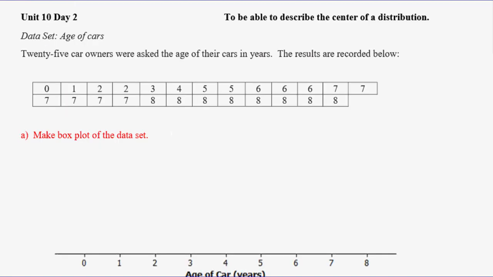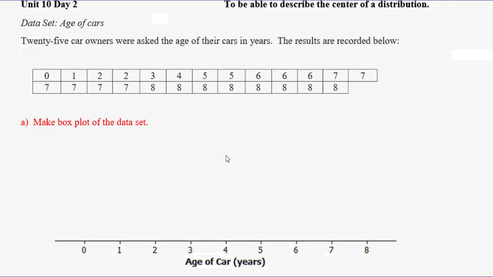All right, let's transition into, again, creating some representations for the data and seeing what conclusions we can draw. So here we have 25 car owners asked the age of their cars in years, and they recorded them below. The first thing they want us to do is to make a box plot for the data set. And again, box plots are summaries of the data set. So I'm going to ask you to pause the video here and then resume to check your construction of the box plot.